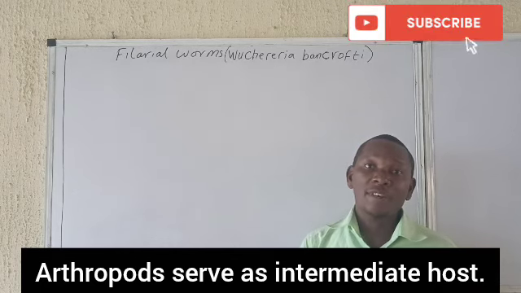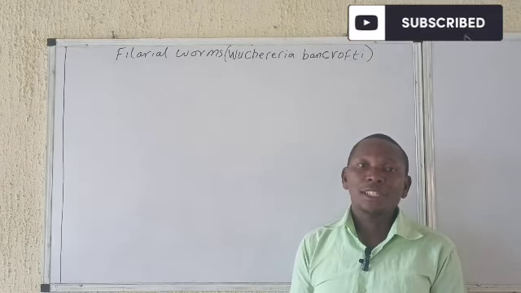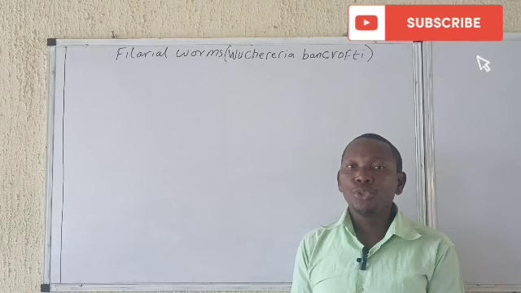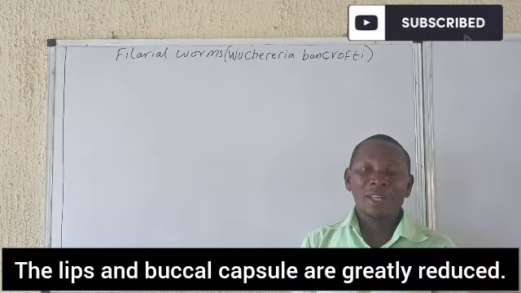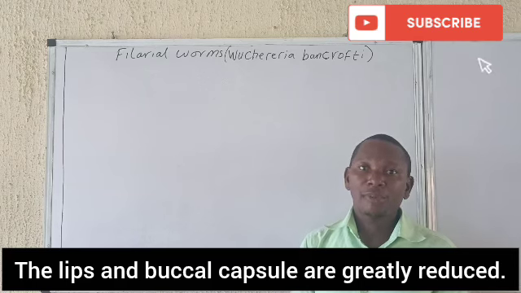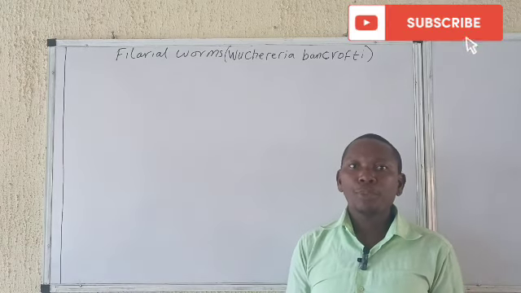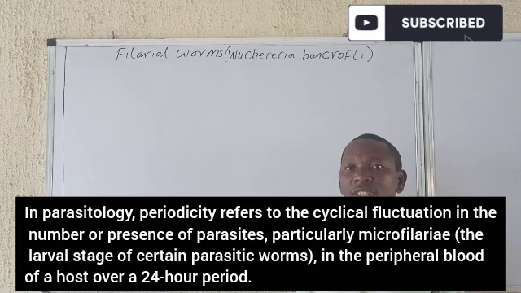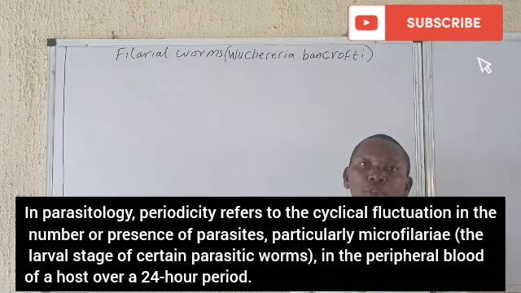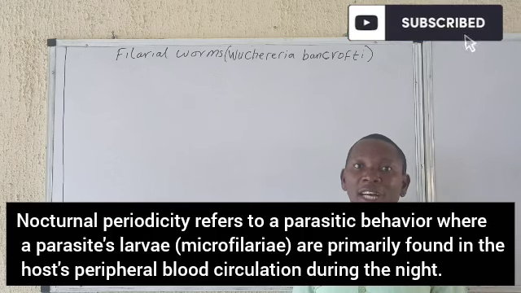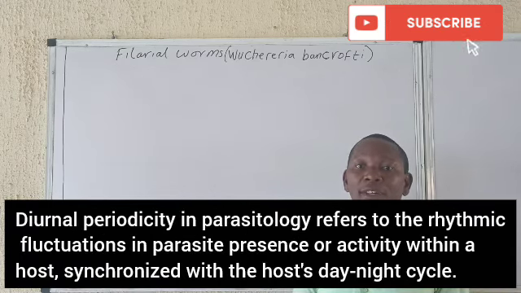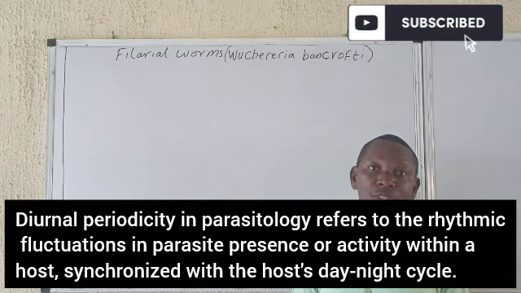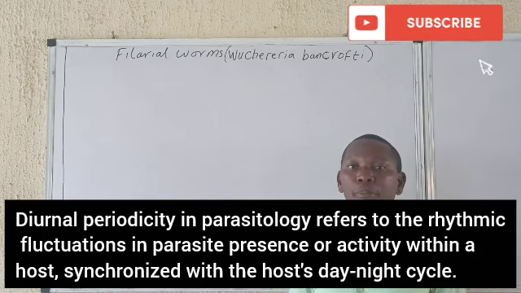The arthropods serve as their intermediate host, and they usually possess greatly reduced lips and buccal capsule. Note that in some cases, these are absent. Take note of that. They also exhibit what we call periodicity. The periodicity means their numbers can vary during the day or at night. Those that have high numbers during the night are said to exhibit nocturnal periodicity, while those that have high numbers during the day are said to exhibit diurnal periodicity.